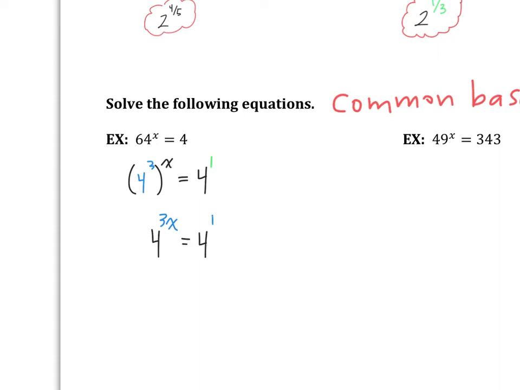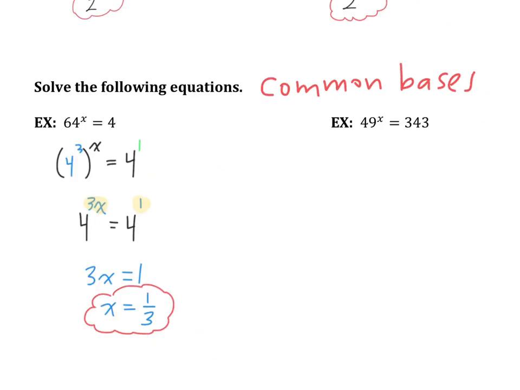Now that the bases are the same, what do you think we have to do? Or what do you think also has to be true? Well, since the bases are the same, we can zoom in on these exponents, on these powers, and set those equal. So I'm just zooming in and I'm saying, well, that means 3x has to equal 1, and we can solve and get x equals 1/3. And there is our answer.